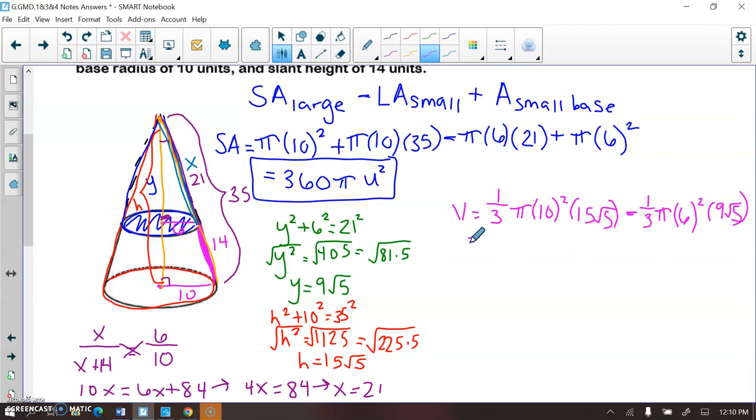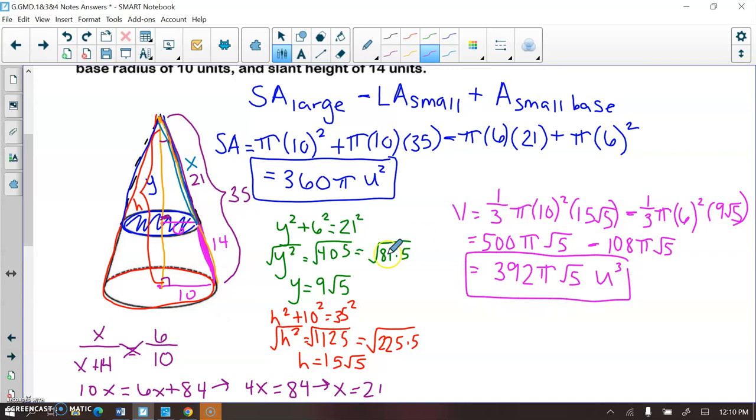So a 10 squared times a 15 times a 1/3 is a 500, and then I would just tack on the pi root 5. And I'm going to subtract a 1/3 times a 6 squared times a 9 is a 108, and then I tack on the pi root 5. And since both of these have a pi root 5, we can actually combine the 500 and the 108 to get a 392 pi root 5 units cubed. And that is an exact format, which is what they asked to do.